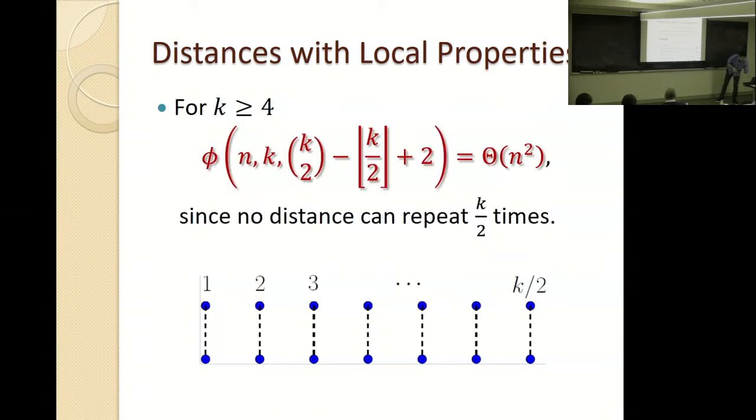Here's another. Take a k that's at least 4, and let's look at this expression. The minimum number of distinct distances when every k points must span this weird number of distances. What is that?